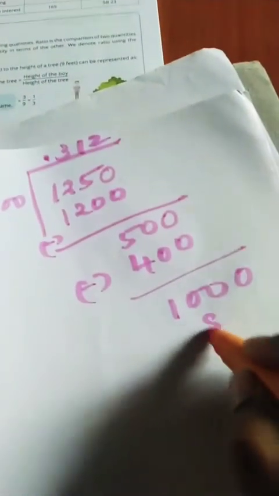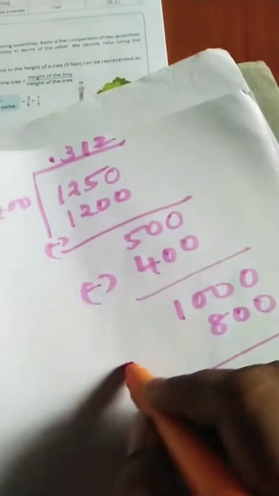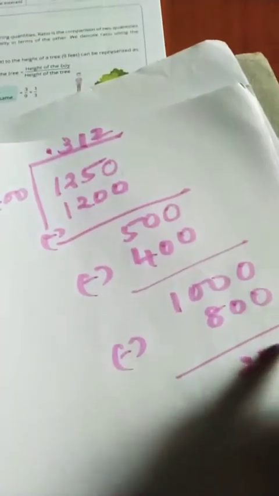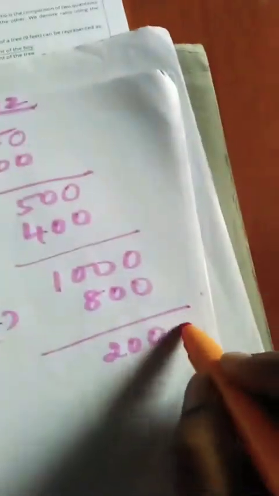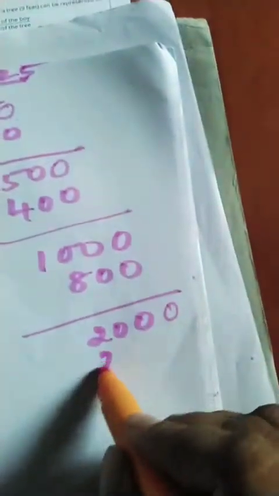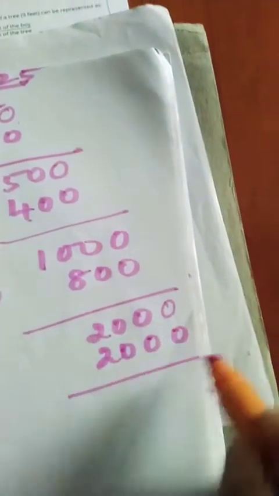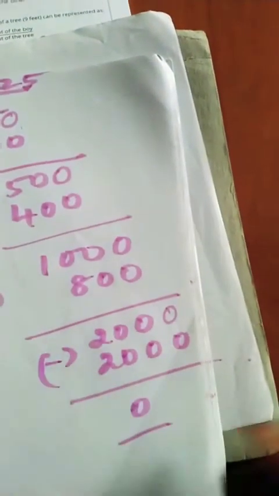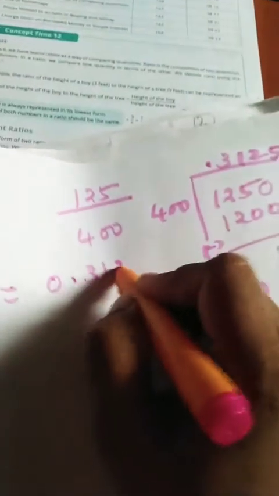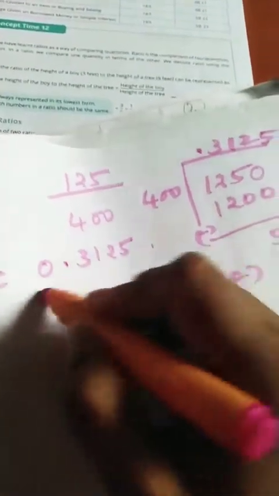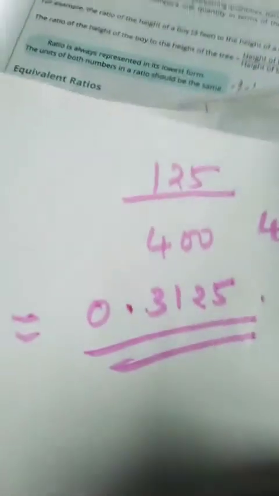Put 1000 here. So it is 2 times. 4 2s are 8. 800. So subtract, you get 200. Okay. So now it becomes 2000. It is 5 times. 4 5s are 20. Right. So when you subtract, it becomes 0. So each person gets 0.3125 liters. So this will be the answer.